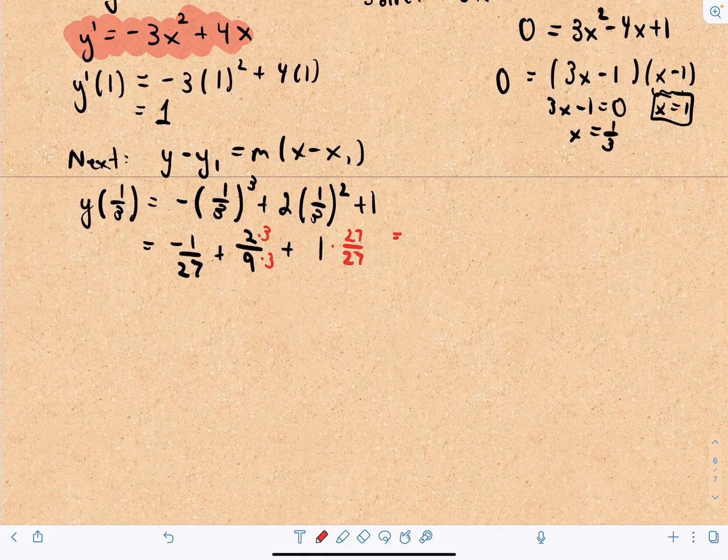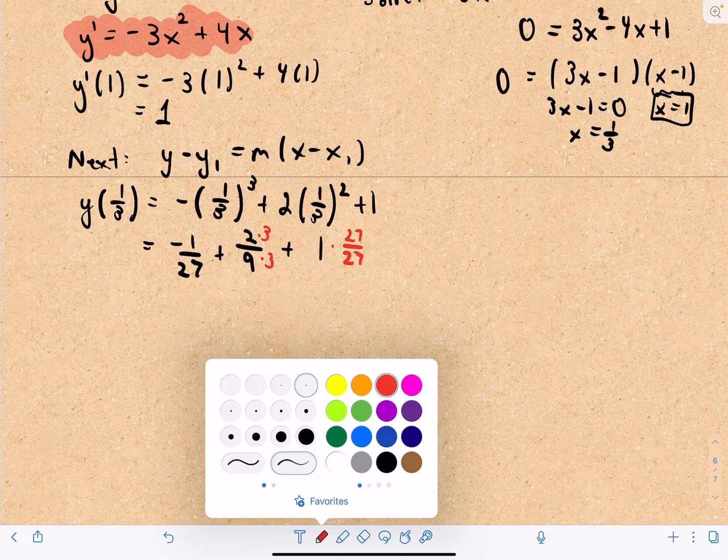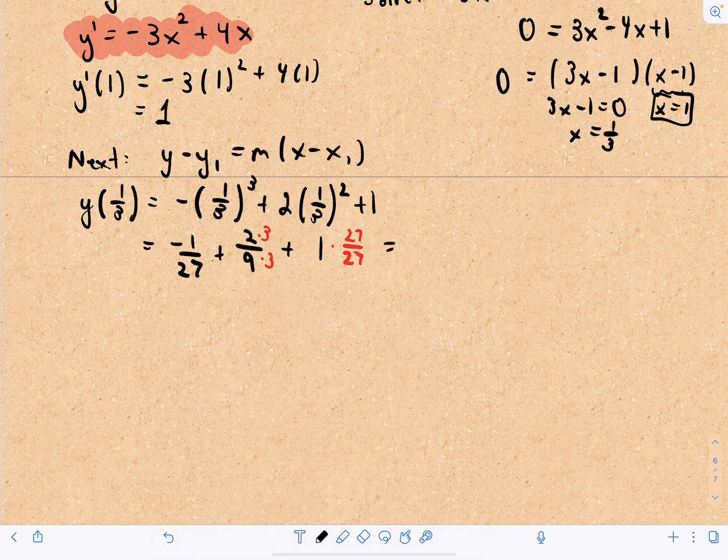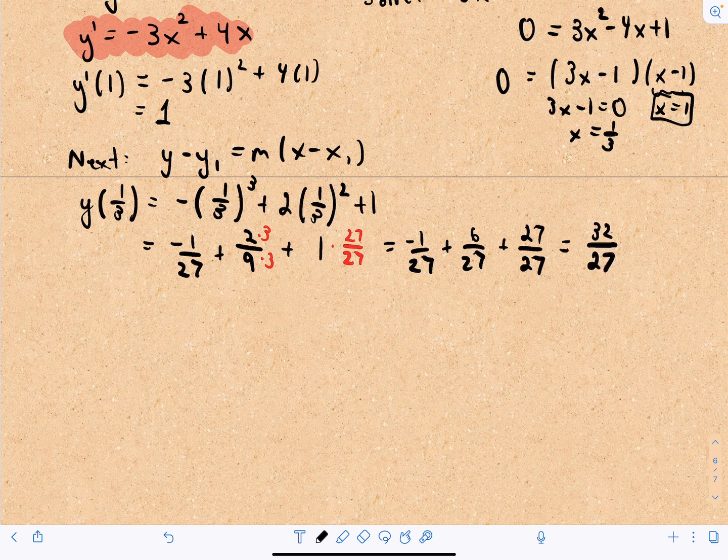So let me just go over here. So that's negative 1 over 27. Our 2/9 will turn into positive 6 over 27. And then we have plus 27 over 27. Let's see. Well, 27 plus 6 is going to be 33 minus 1. That's going to be 32 over 27, which doesn't look like it reduces.